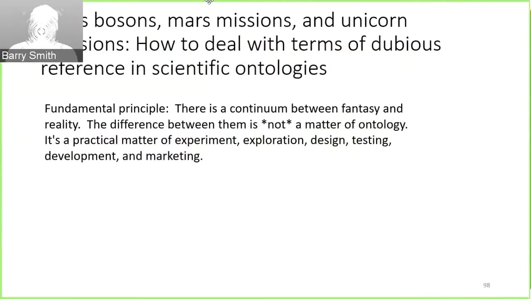So I agree with John about Higgs bosons and unicorns. We should not include a distinction between fantasy and reality in our ontology. If people want to describe unicorns, they can use exactly the same ontological means as for any other topic. They would be wasting their time, of course, but that's another story. I deny what John asserts is a fundamental principle, namely that there is a continuum between fantasy and reality.